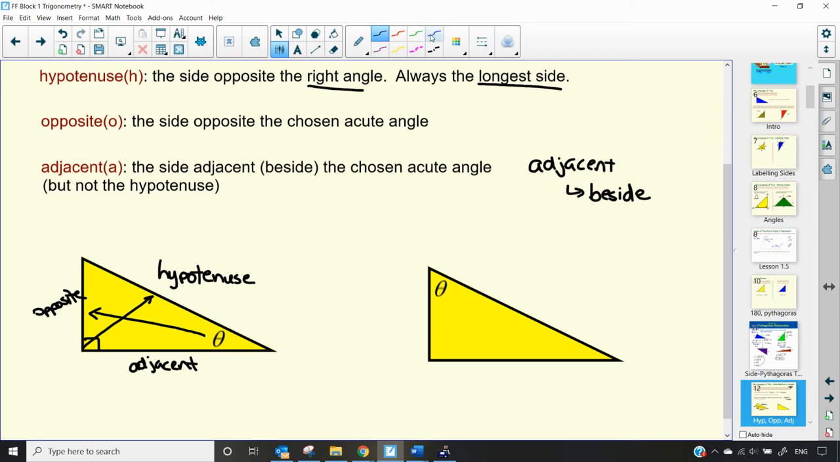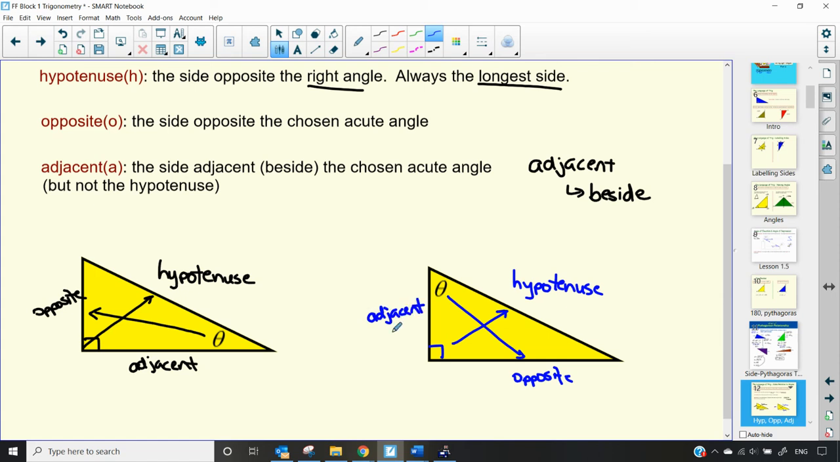If I change where my angle is, then I change my labeling. So if my angle is down in the bottom right here, looking across is opposite. But if I move where my angle is, this side is no longer opposite, it's actually adjacent. So I'm going to put in my 90 degrees again. 90 degrees is often the easiest one to label as hypotenuse. And looking across the triangle is opposite. So opposite is always across the triangle. And that leaves adjacent as beside.